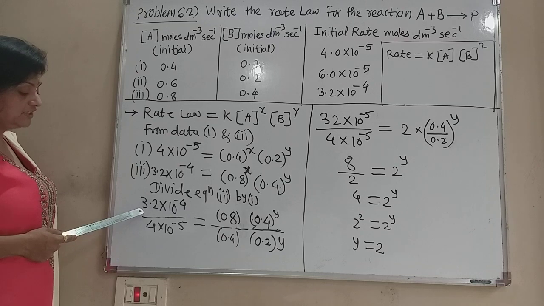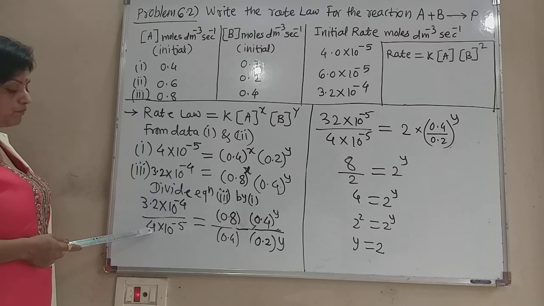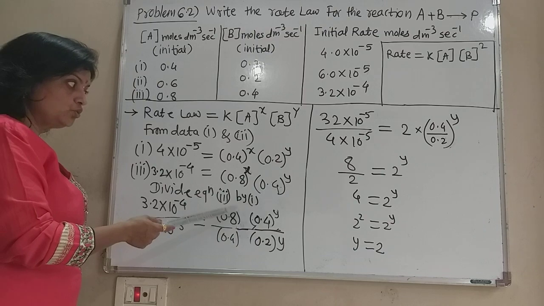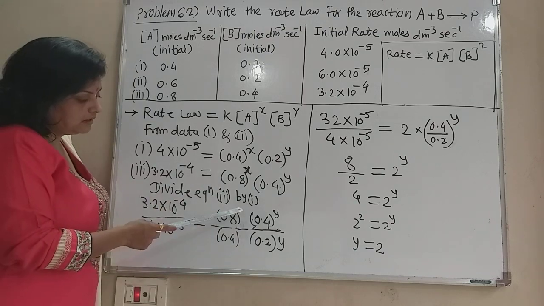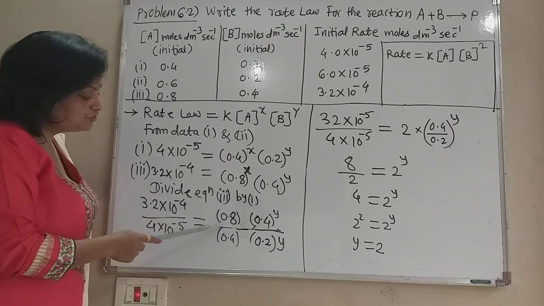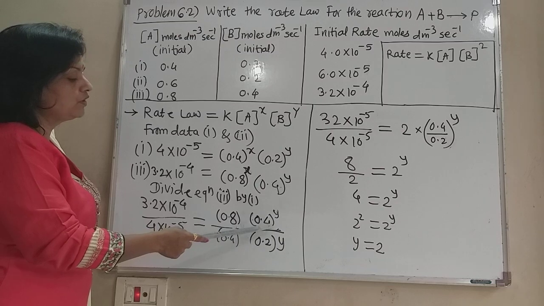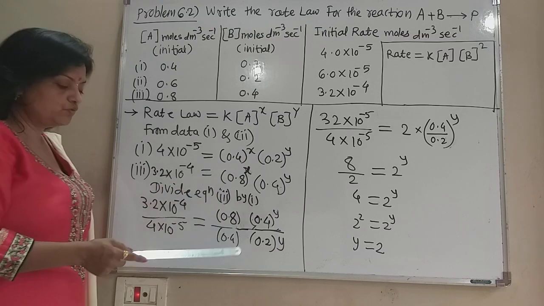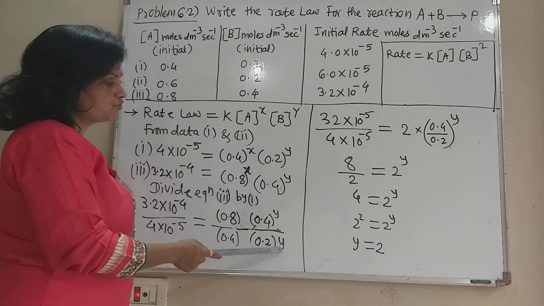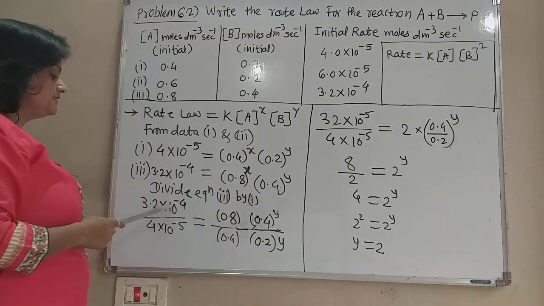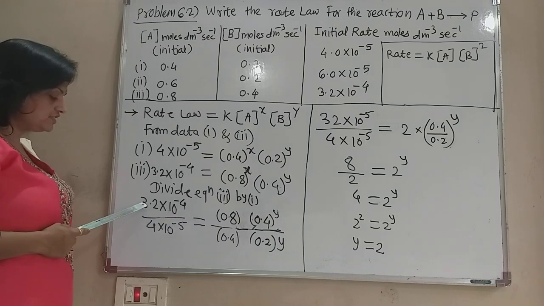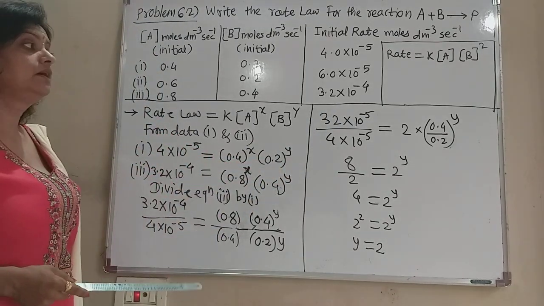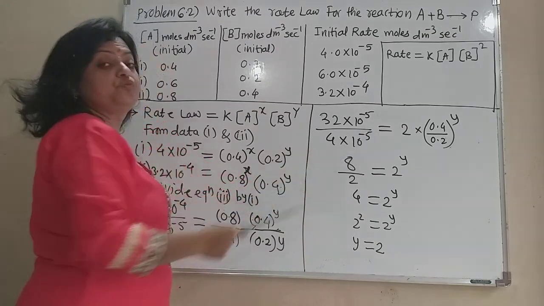After dividing, 3.2 × 10^-4 divided by 4 × 10^-5 is equal to 0.8^x, where the value of x is 1, so I write only 0.8, and 0.4^y, divided by 0.4^x, where x is 1, so 0.4, and 0.2^y. Now 3.2 × 10^-4 can be written as 32 × 10^-5, because we have to cancel the 10^-5 and 10^-5.